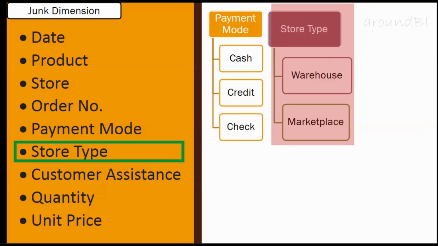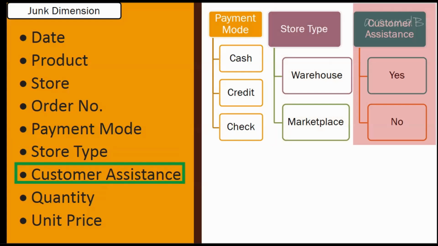Next field is store type, which tells the location of the transaction, whether it was warehouse or marketplace. Again, it has only two values, warehouse and marketplace. We have a third field that gives information on whether someone in the store has assisted or not. For lack of a better term, we are calling it customer assistance, and possible values for that are yes and no.